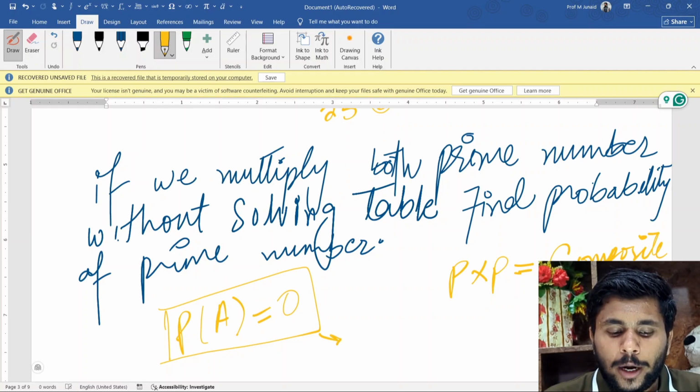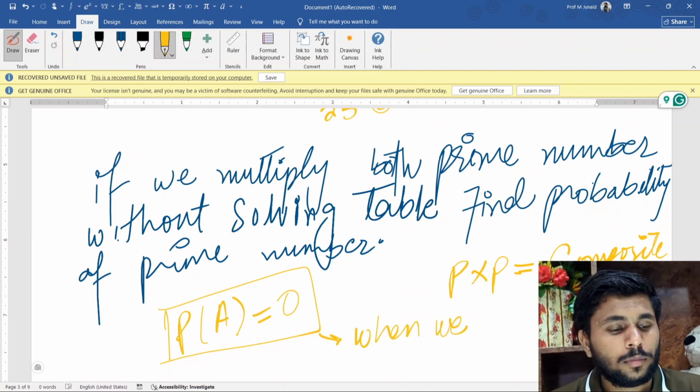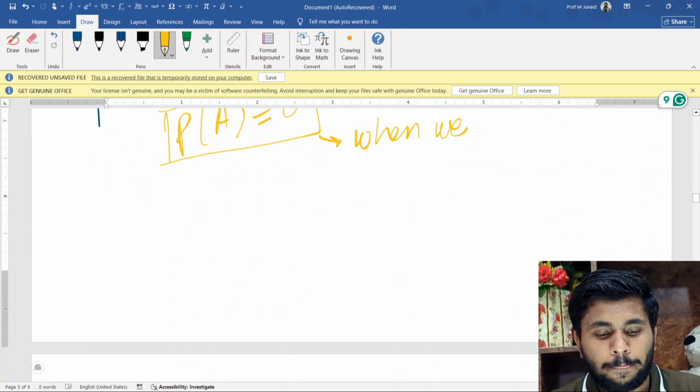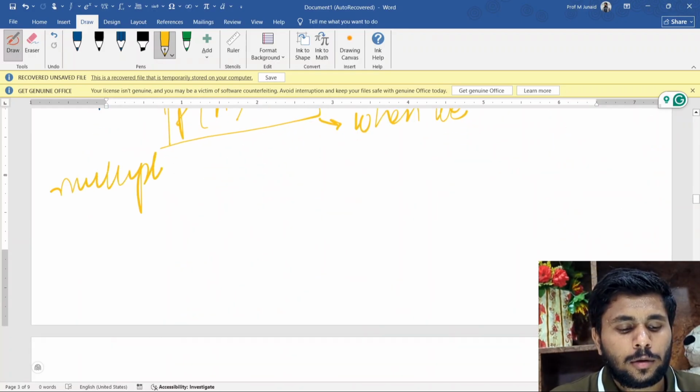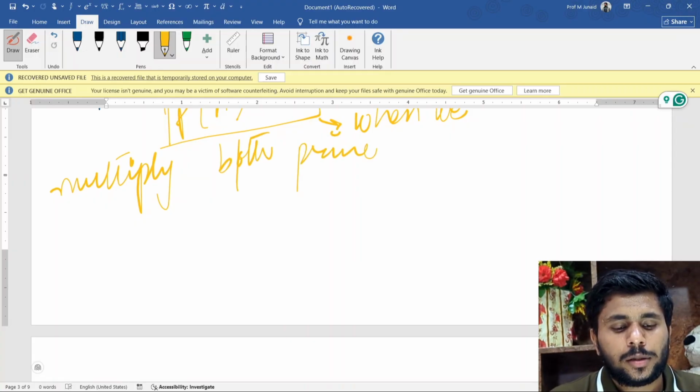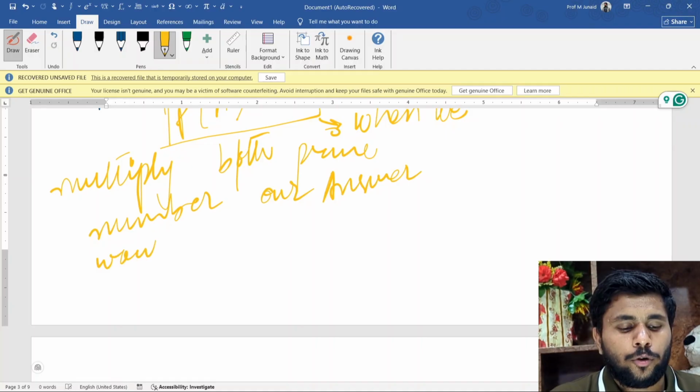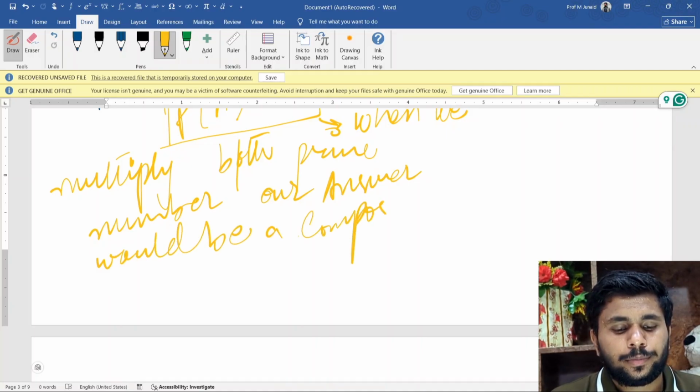Reason, you have to write the reason. When we multiply both prime numbers, our answer would be a composite number.